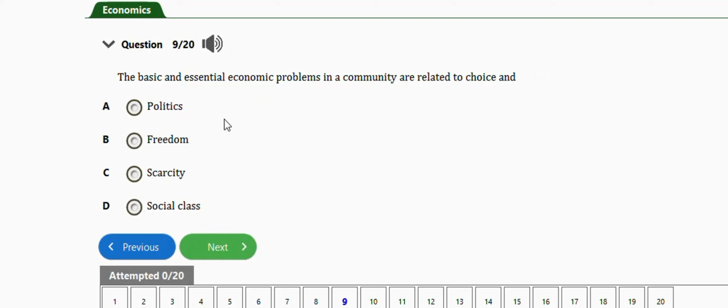It says the basic and essential economic problems in a community are related to choice, and we have option A, politics, freedom, scarcity, social class. The right answer is option C, which is scarcity. Next question is this one.